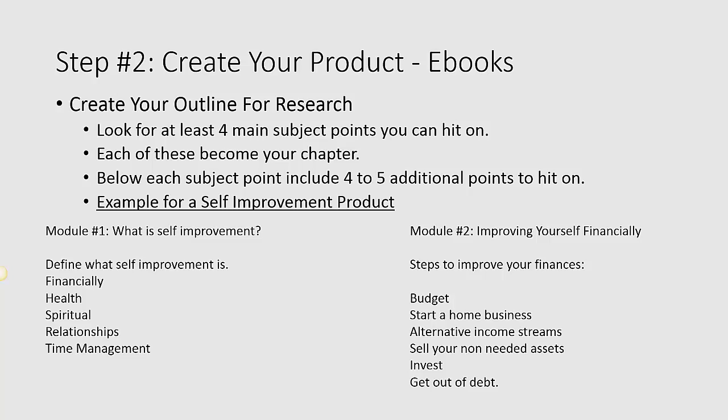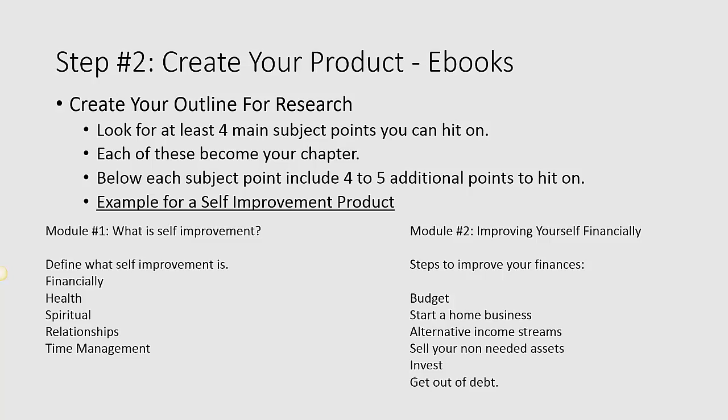And you'll see here, here's examples for a self-improvement product. You'll notice module number 1 is all about what is self-improvement, what that means, and then we're going to define what self-improvement really is. So we'll talk about defining it financially, health, spiritual, how it entails with relationships, time management, those types of things. We're going to discuss very briefly what each one of these is and how it entails self-improvement, because all these are important elements: time management, relationships, spiritual improvement and advancement, health, financial. These things all help people.